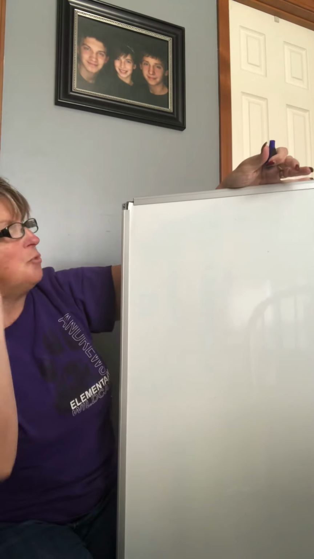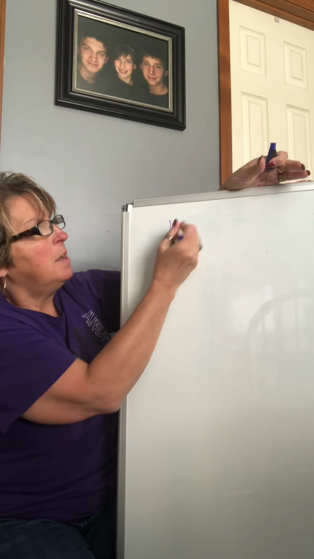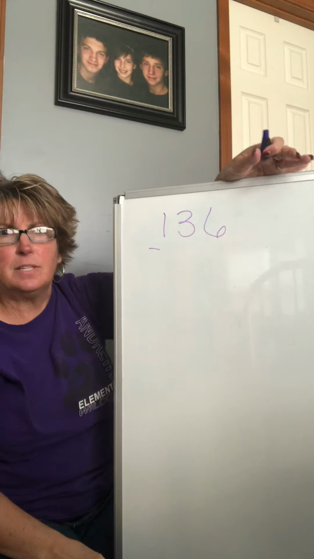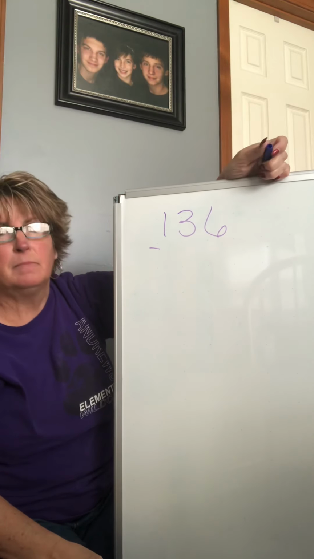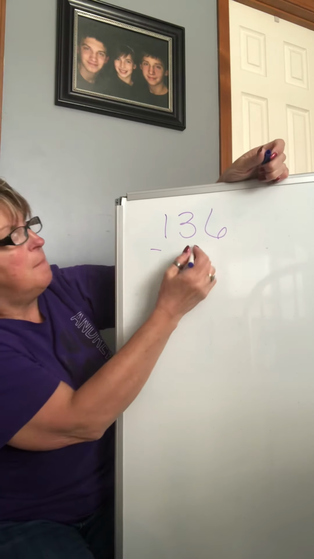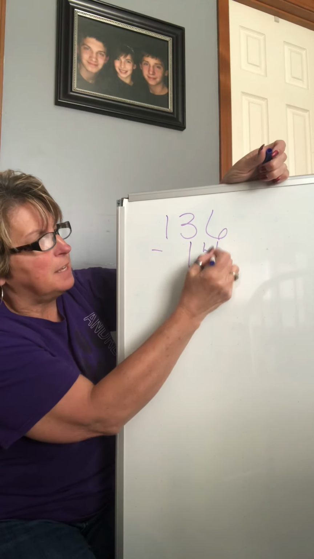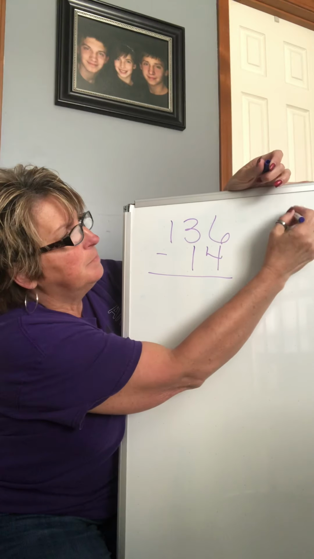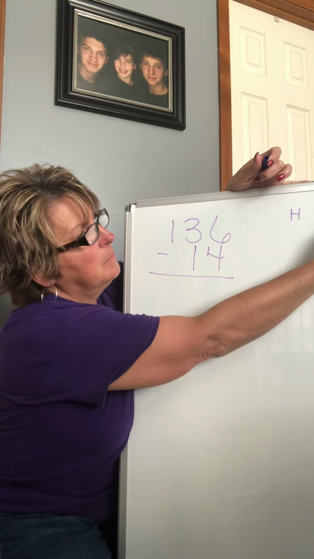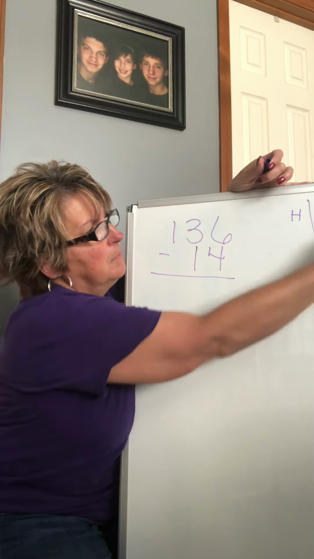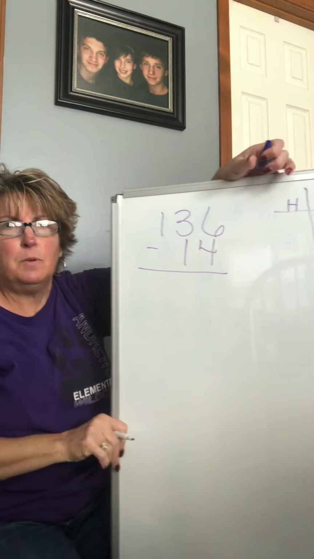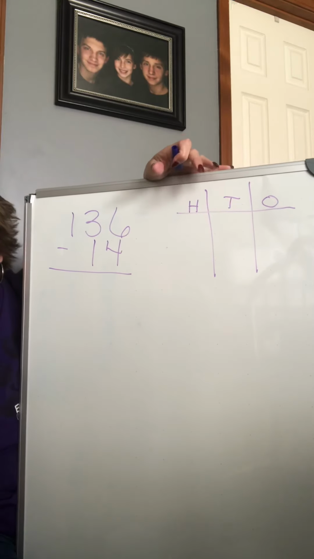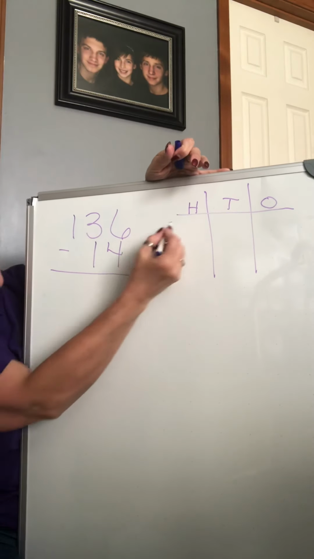First problem, let's try 136 minus, write that down, and we'll start with 14. We'll start easy. Okay, draw your place value chart. Whoop, I'll move it over. There you go. Move me out of it. Draw your chips.